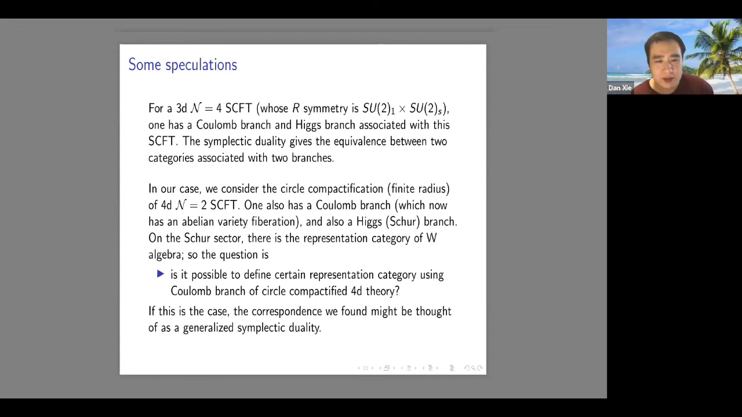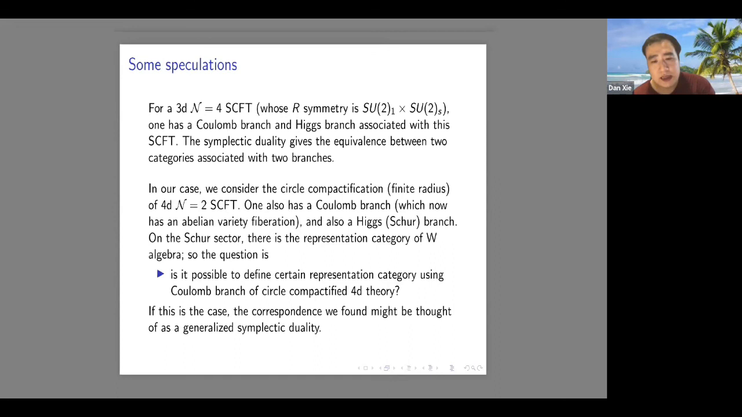So that's my interpretation. Now, in our case, we actually consider the circle compactification. Now the circle has finite radius of a four-dimensional N=2 SCFT. Now the resulting effective theory also has a Coulomb branch. Now this Coulomb branch is also hyperkahler, but it has a compact direction. For example, it has an abelian variety fibration, which is actually described by the Hitchin moduli space in our case. And also we have a Higgs branch or Schur sector.